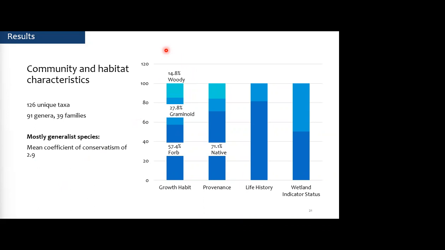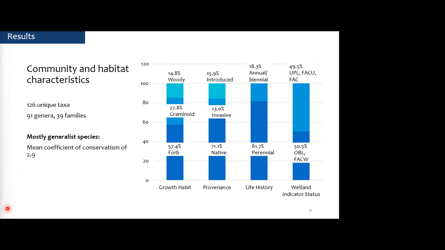71% of species were native, 13% were classified as invasive in New Jersey, and then another approximately 16% were introduced. So not native, but not reaching the threat level of an invasive species. About 81% had a perennial life cycle, and then another 20% were exclusively annual or biennial.